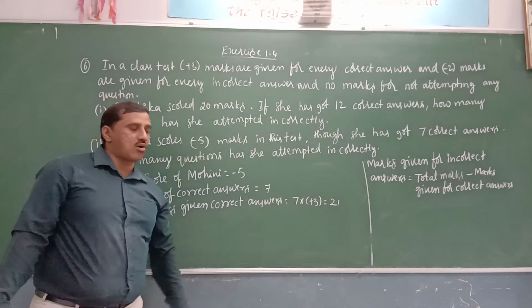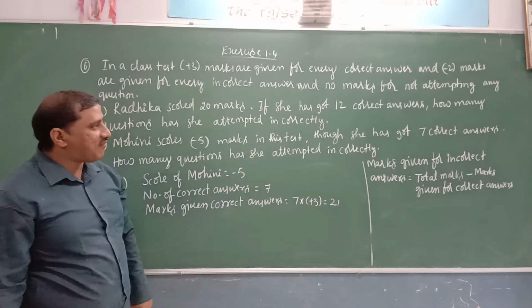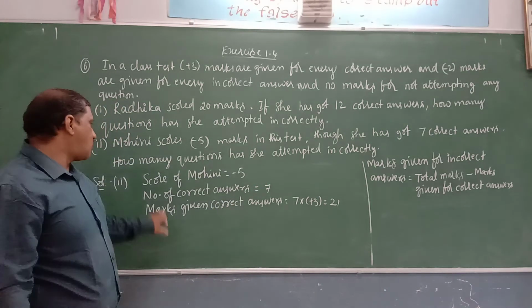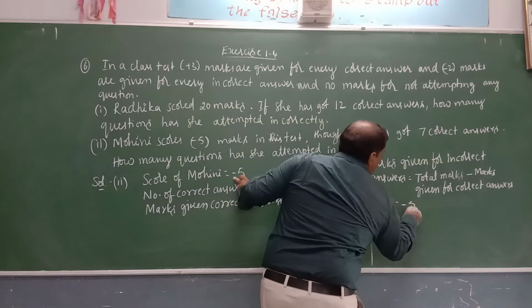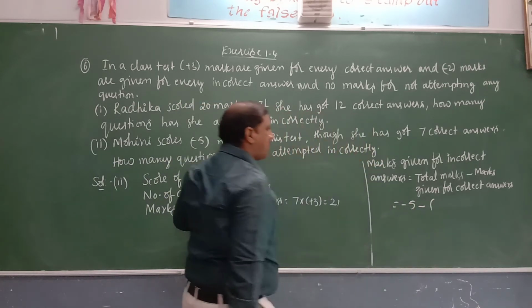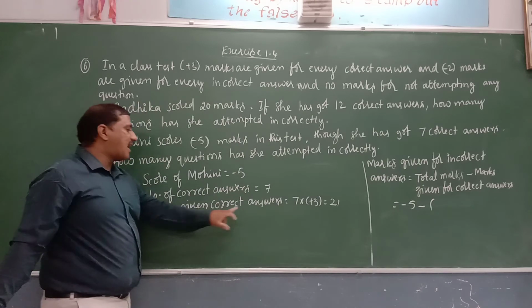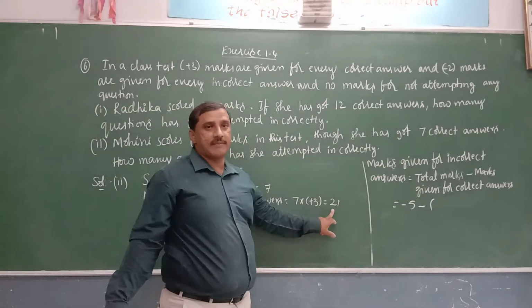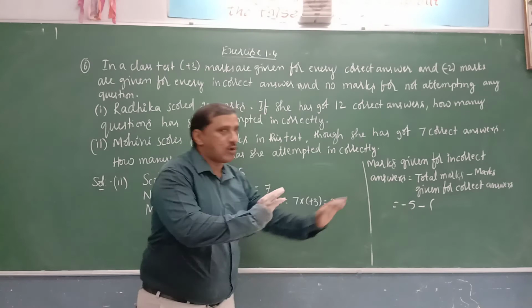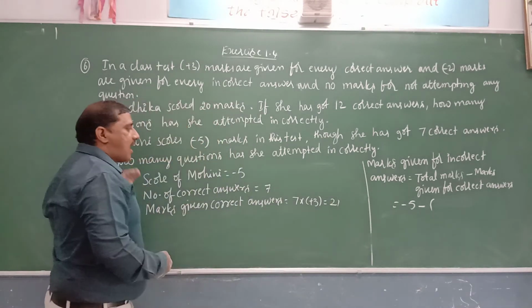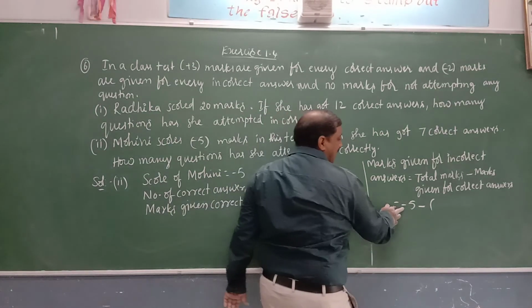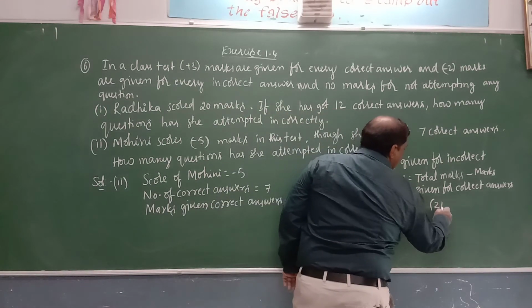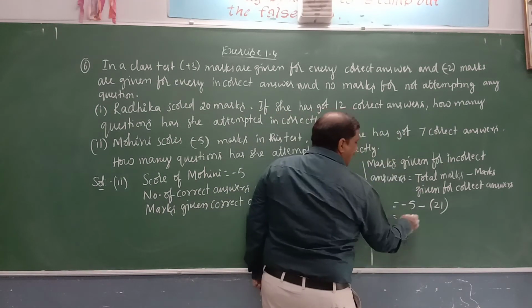Now marks given for incorrect answers is equal to total marks scored minus marks given for correct answers. So total marks, how many marks did she score? It is minus 5 minus marks given for correct answers, which is 21. Minus 5 is the total marks of Mohini, and 21 is the marks given for correct answers. That is minus 5 minus 21. So we are subtracting a positive integer.